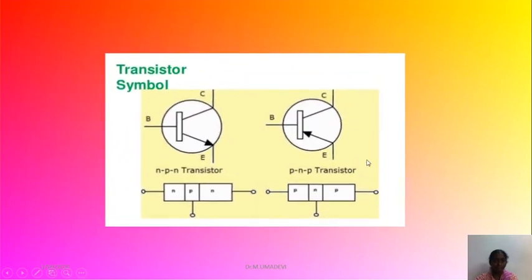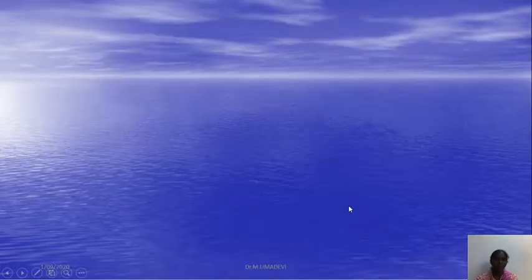See here, this is also the symbol for transistor. So NPN and PNP transistor. NPN: collector, base, emitter. Then PNP: collector, base, emitter. In the NPN transistor, N is for collector, P is for base and N is again for emitter. For the PNP transistor, P means positive, N means negative. In P the majority carriers are holes, whereas in N the majority carriers are electrons. So here collector P, then base N, then emitter P.